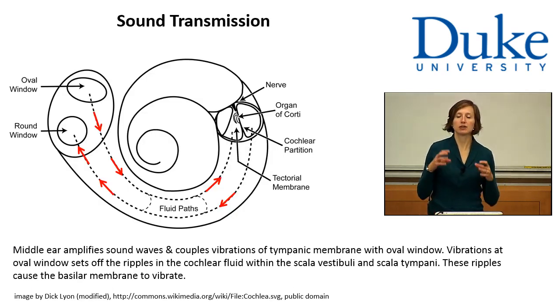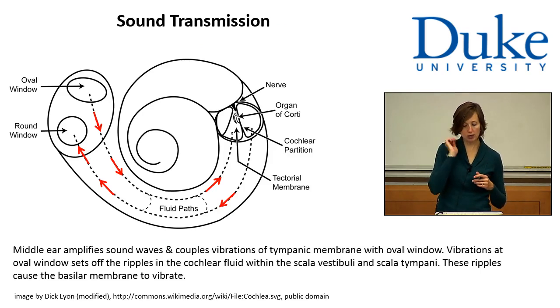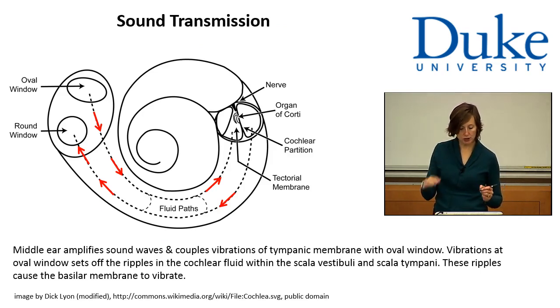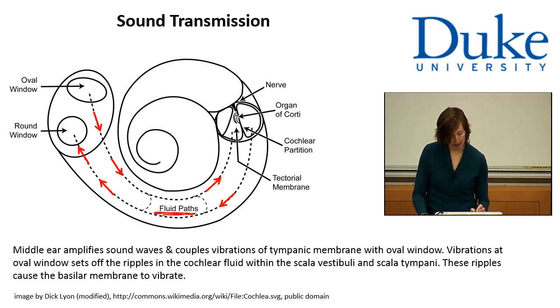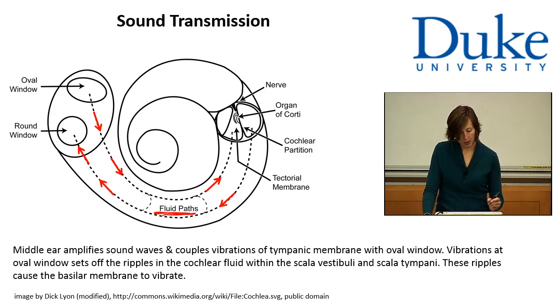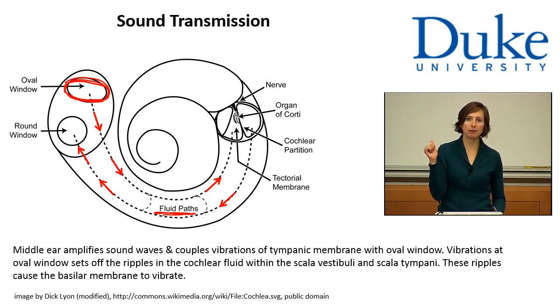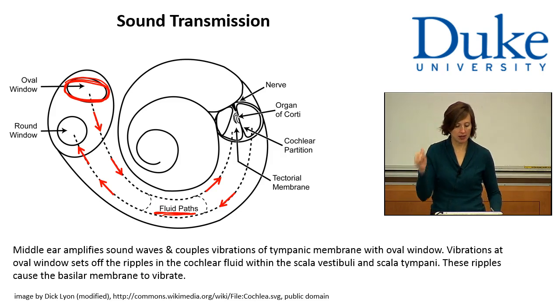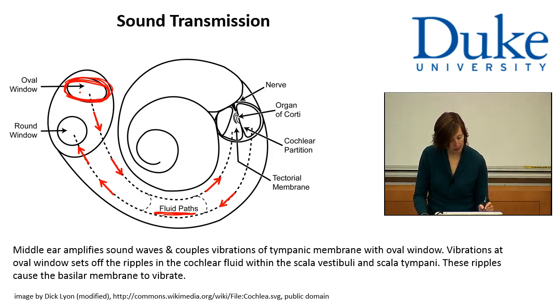So this is a zoomed in picture of the cochlea, where we're going to have 2 different fluid paths, and we'll see about this in the next figure as well, where here's the oval window where we have it being vibrated from the tympanic membrane transduced by the bones and then causing the oval window to be vibrated.